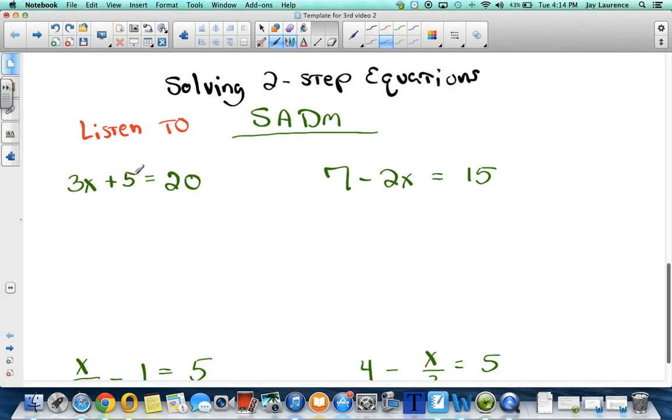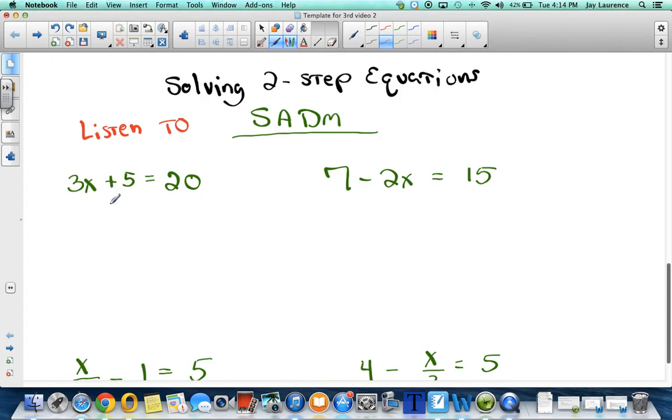I ask myself, what is my goal? It's to get x alone. What numbers are keeping the x from being alone? The 3 and the 5. How is the 3 attached? Well, it's attached by multiplication. 3x means 3 times x. How is the 5 attached? By addition. According to SADMEP, I'm going to get rid of the 5 first because it's attached by addition.